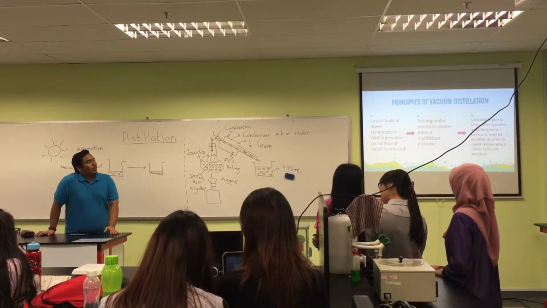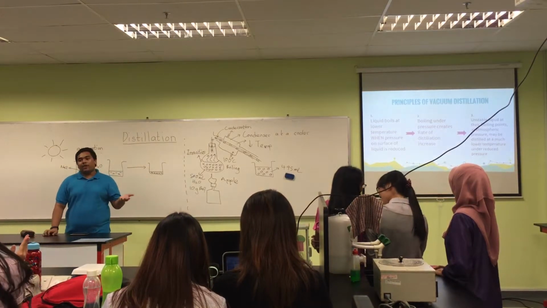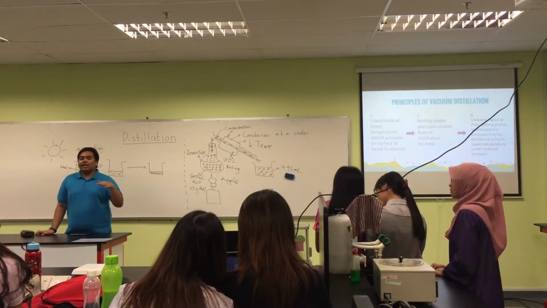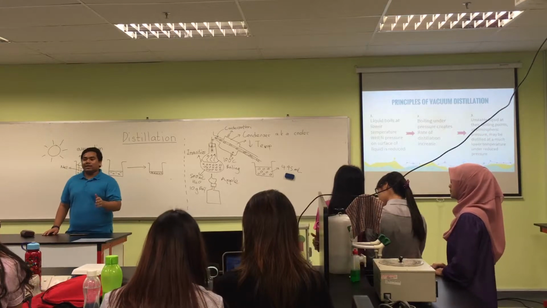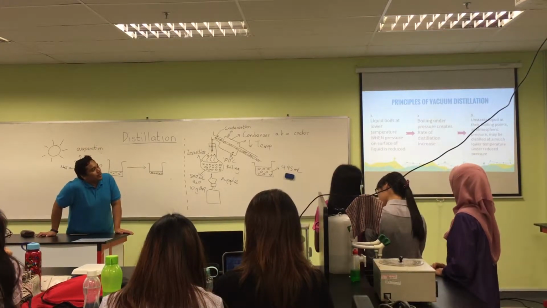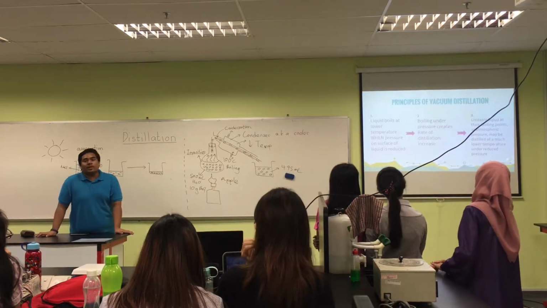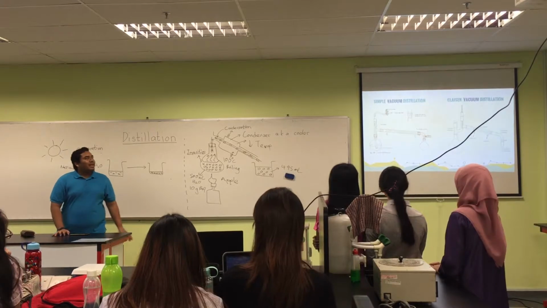So boiling under reduced pressure makes the rate of distillation increase. Like I said before, as we lower the pressure, we can lower the boiling point of certain compounds. And liquids that are unstable at their boiling points at atmospheric pressure may be distilled at a much lower temperature under reduced pressure. Okay, next, the mechanism.